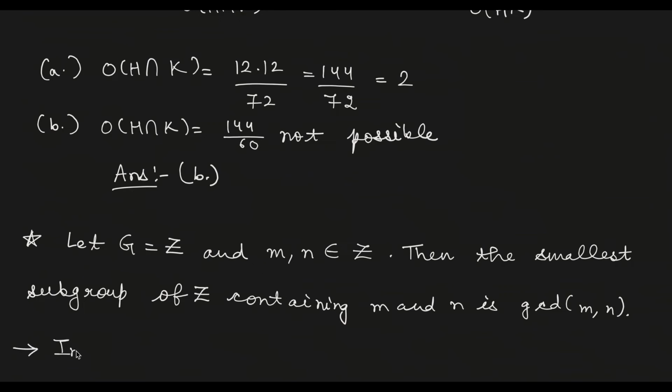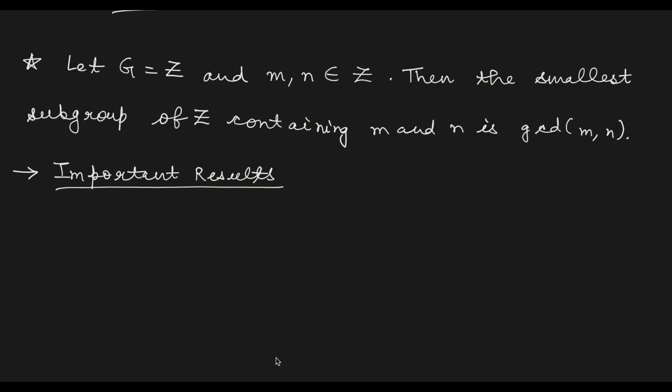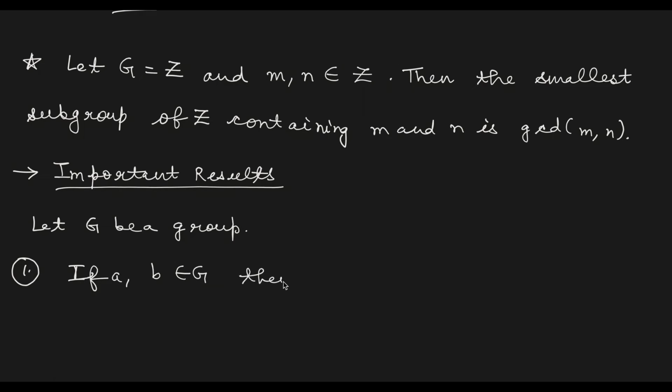Now some important results. Let G be a group. First, if A and B belong to G, then order of AB is equal to order of BA.